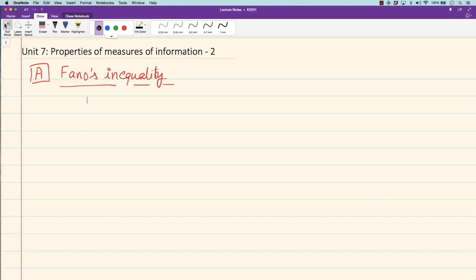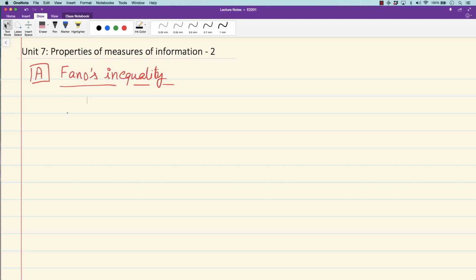We'll continue with properties of measures of information that we saw last week. And the first property we will look at is Fano's inequality. As I have mentioned before, this is one of the most important inequalities that information theory offers. And it has many applications in statistics and communication and perhaps in many other areas.